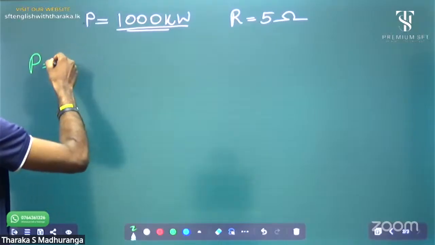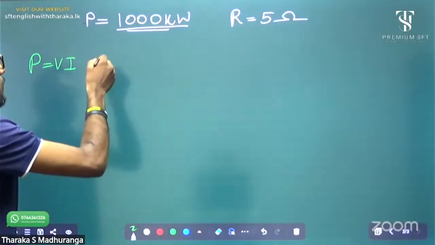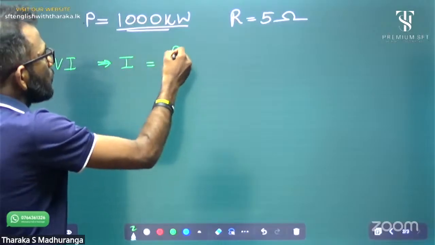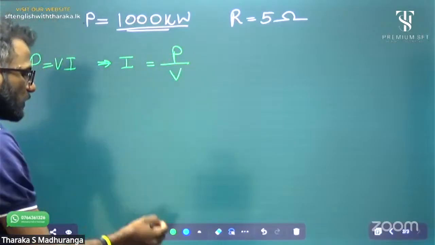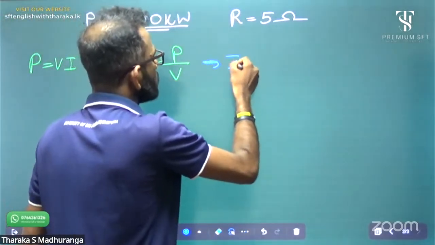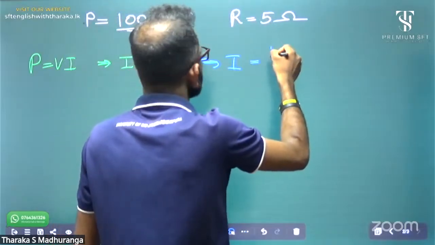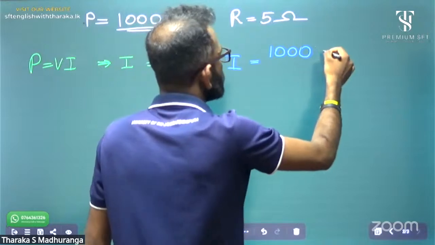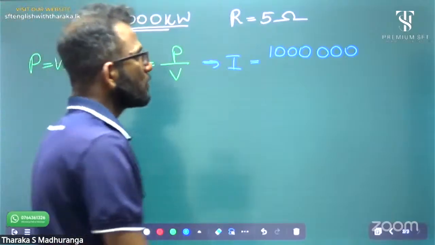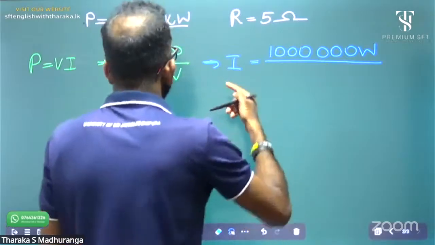Let's say it is VI, P equals VI. Now, if you want I, what is the equation? I equals P over V. I equals P over V means I equals, what is the power? 1000 kilowatt. To convert it, I am going to get another three zeros. Okay, what is the voltage of the system?